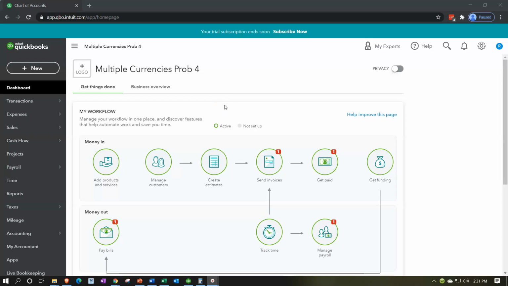In prior presentations, we set up a free 30-day trial so we can practice with the multiple currencies, then turned on the multiple currencies. Once turned on, can't turn it back off. So we note that before we turn it on.